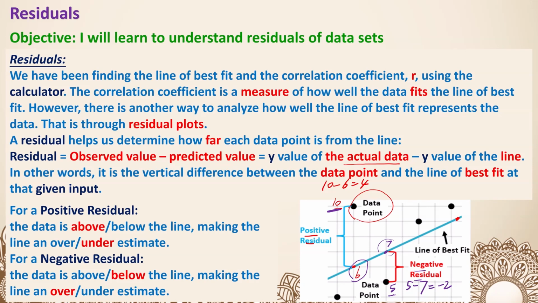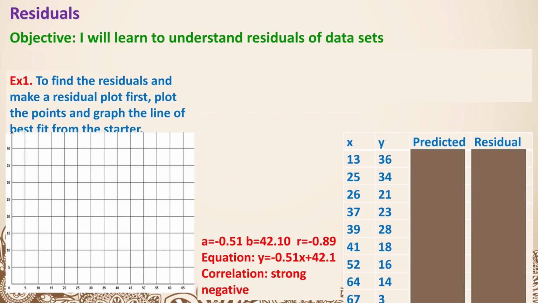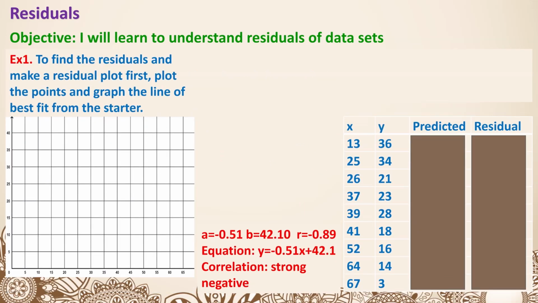Now let's have a look at an example to see how we can calculate the residual and generate the residual plot. Example 1. This is the data set that you already got from the prior knowledge, so you can use the space above your page to write these down, the A, the B, and the equation. These are going to be the more important ones.